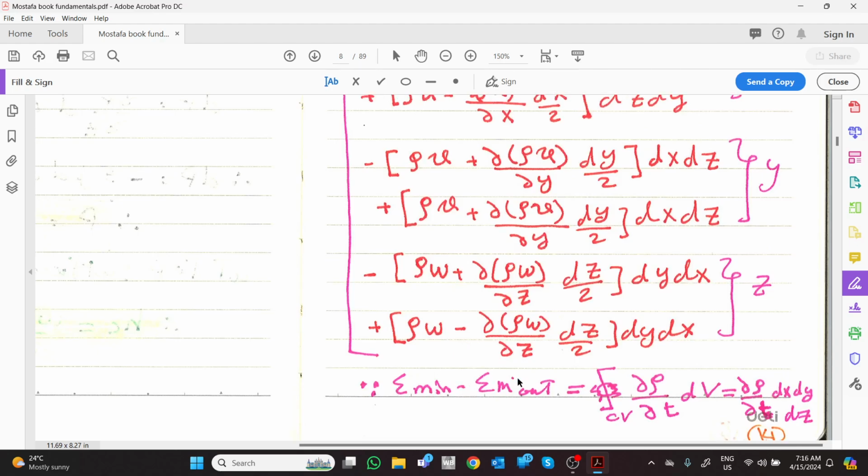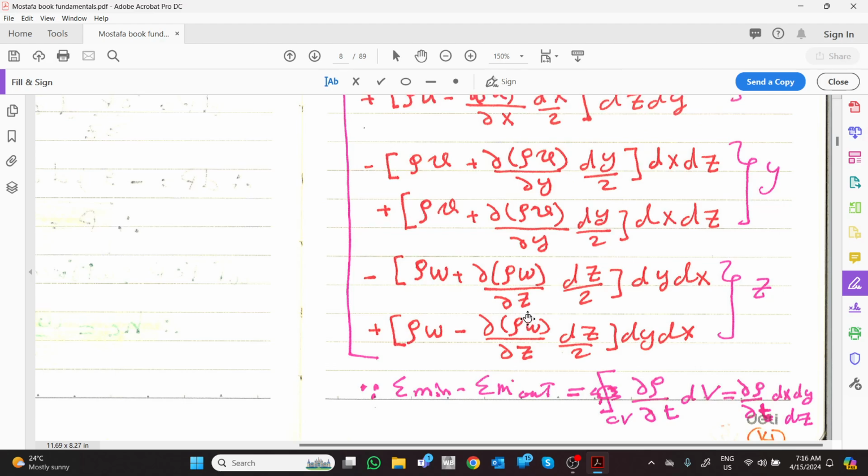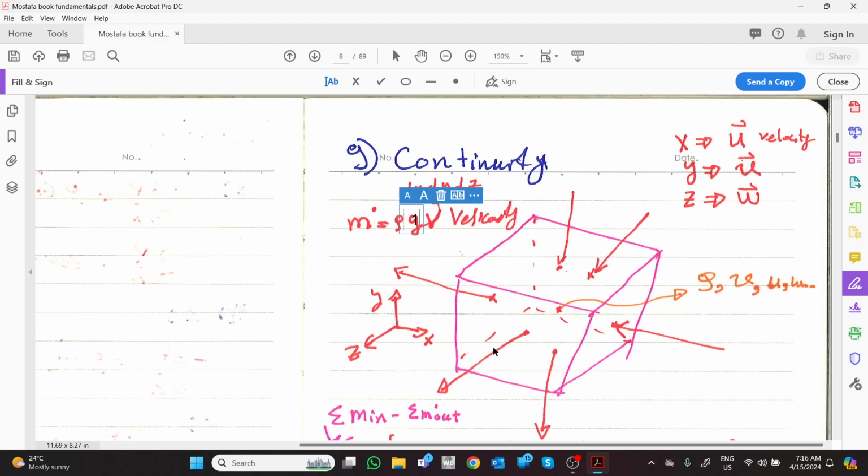Then you write all of them together, and it should be equal to 0, or we name it in another way, the rate of change of the body itself, without knowing if there is any velocity. So the rate of change of the body itself without knowing the velocity, the rate of change with time.